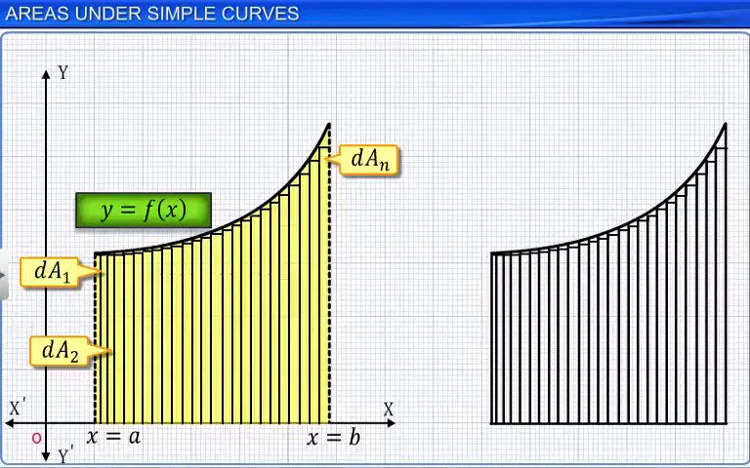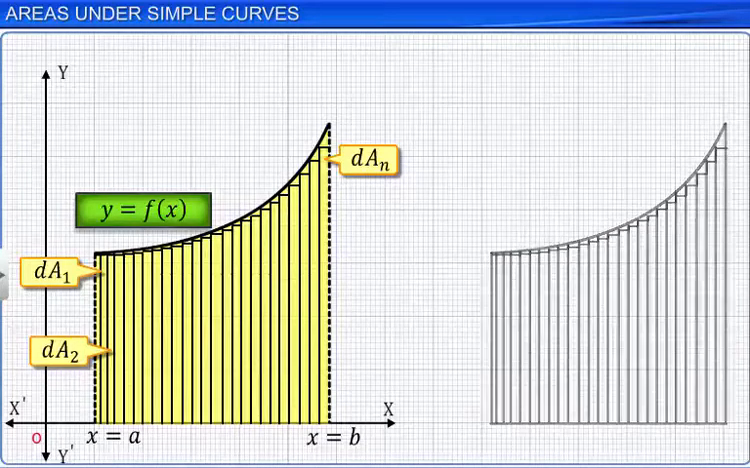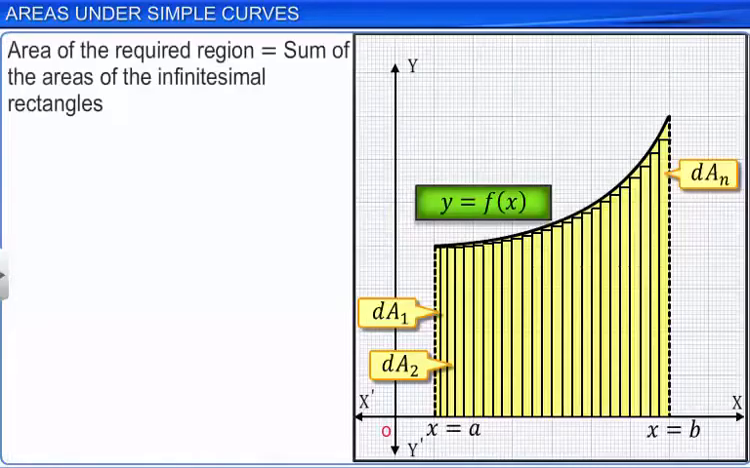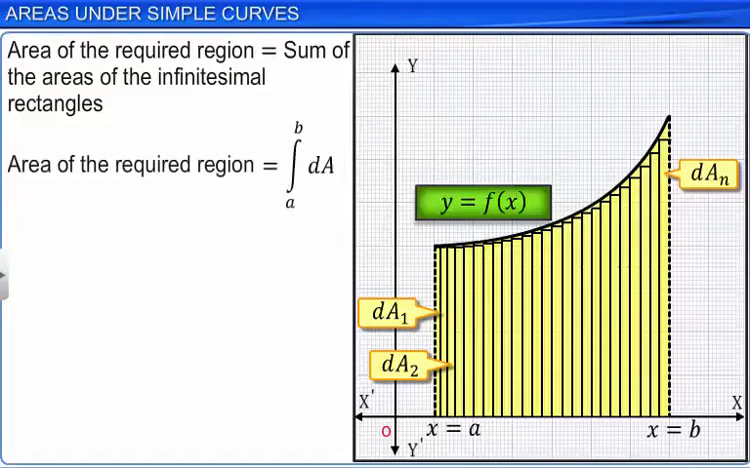Therefore, the area under the curve between the limits is approximately equal to the sum of the areas of the rectangles. In mathematical notation, this can be represented as shown. Here, dA is the area of any rectangle, which is equal to the width of the rectangle multiplied by its height.